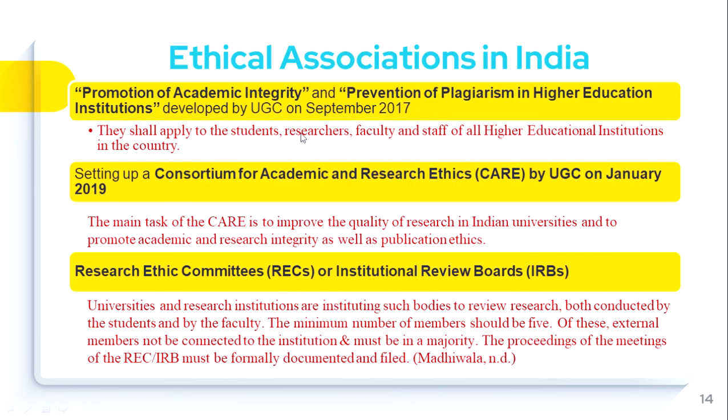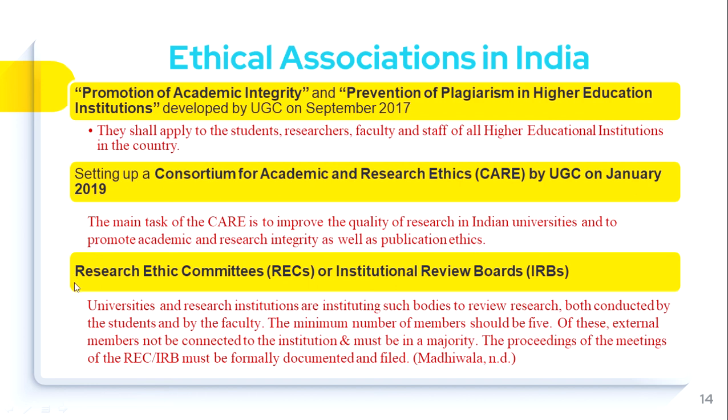And then these are some of the ethical associations in India. The promotion of academic integrity and prevention of plagiarism in higher education institutions regulations was developed by UGC in September 2017. They apply to the students, researchers, faculty, and staff of all higher educational institutions in India. UGC also set up the Consortium for Academic and Research Ethics, that is UGC CARE List, in January 2019. The main task of UGC CARE is to improve the quality of research in Indian universities and to promote academic and research integrity as well as publication ethics.